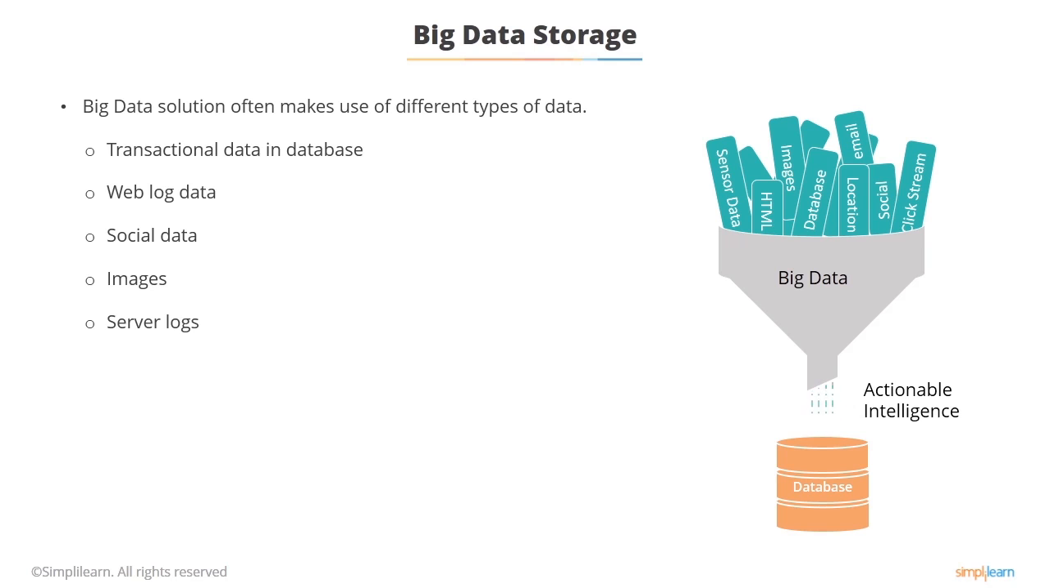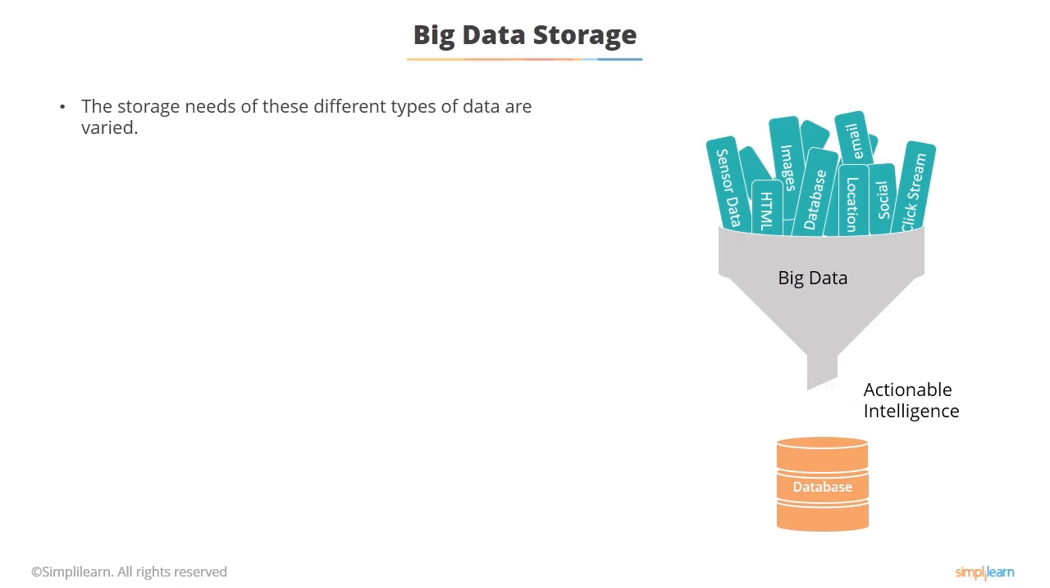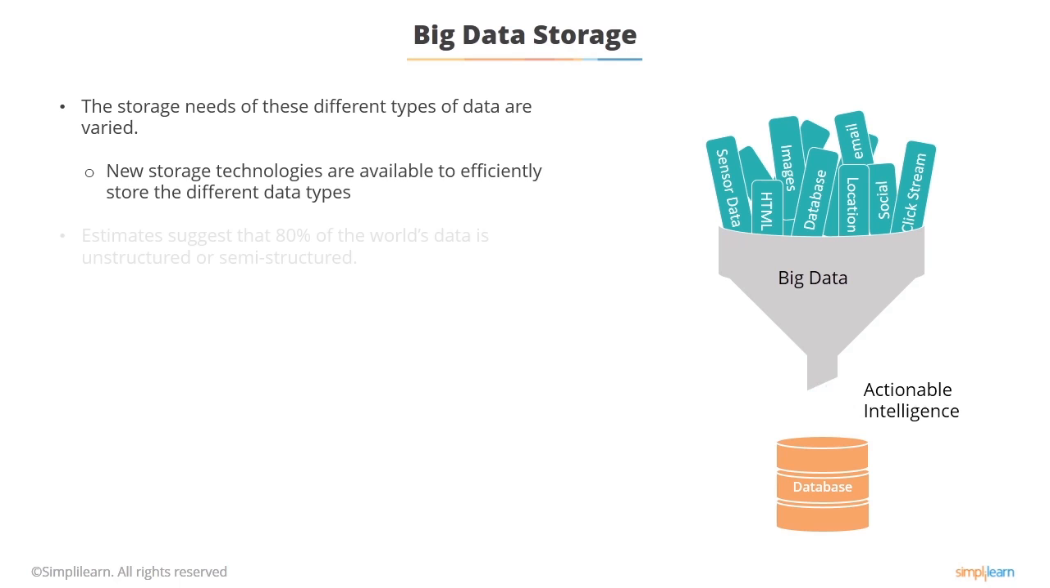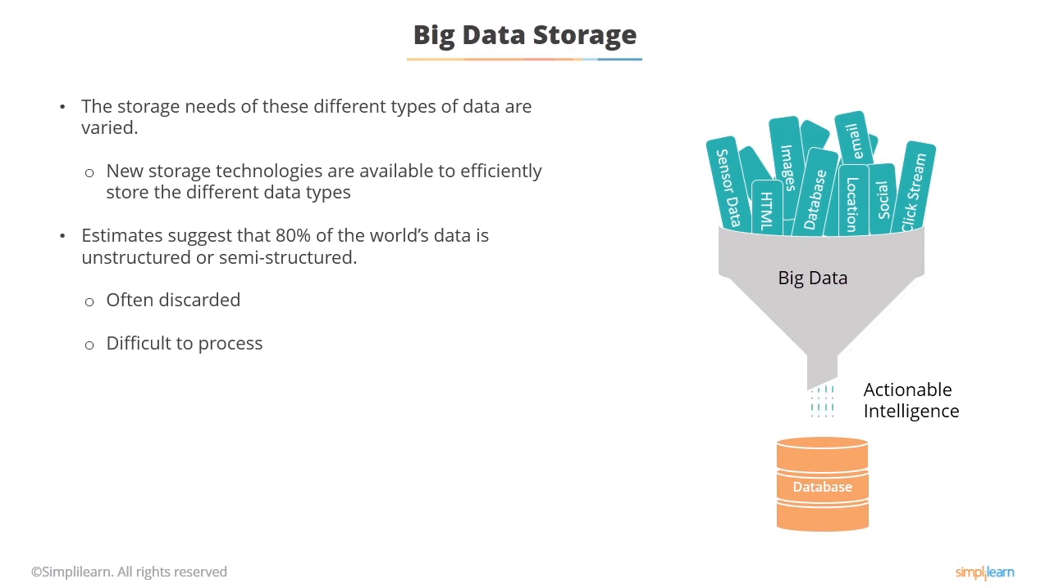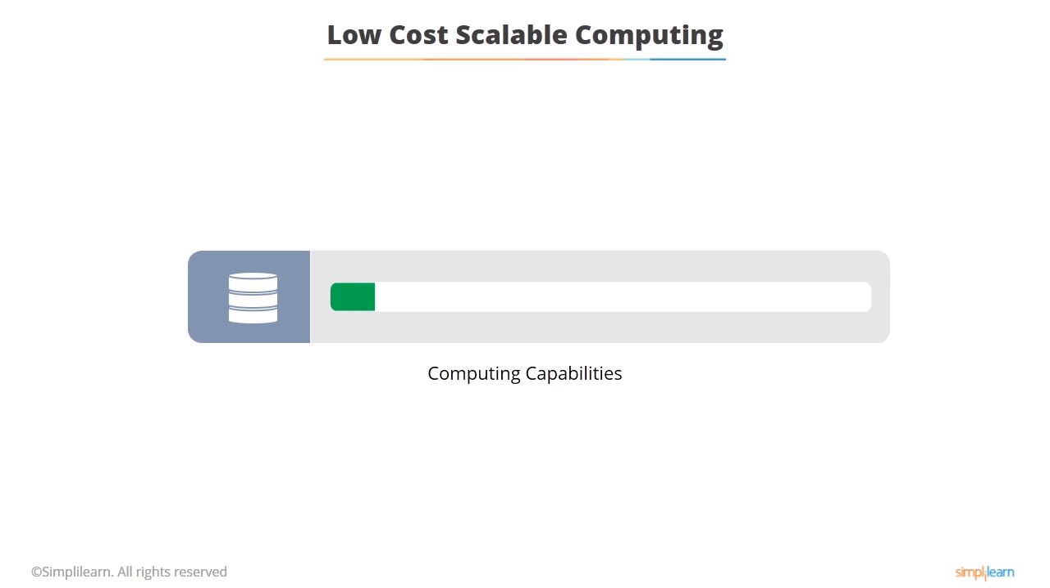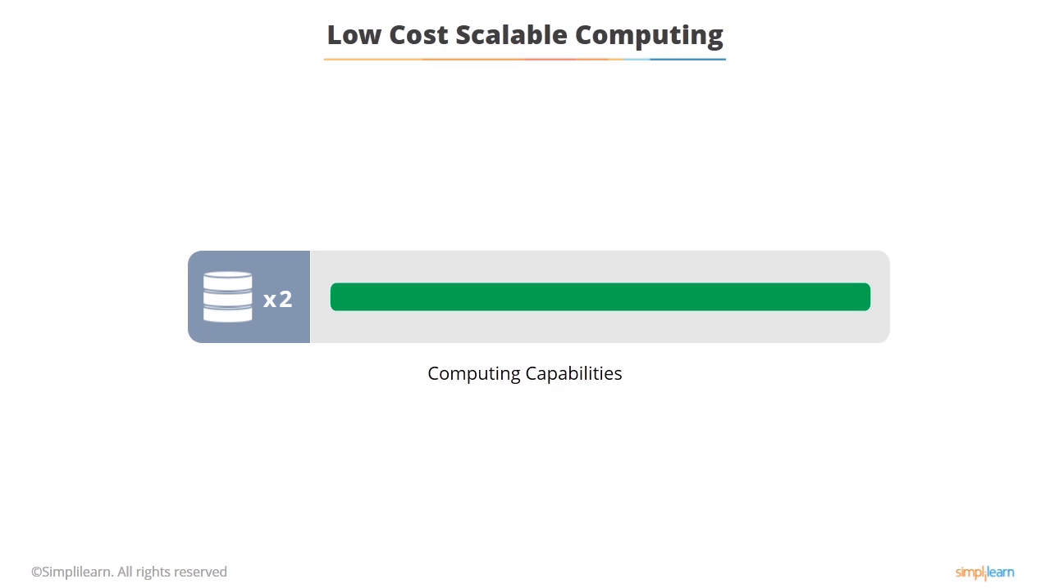But the thing is, you need new storage technologies to solve some of the issues. It's seen that about 80% of the world's data is unstructured or semi-structured, so it's often not used, and it's often difficult to process. Scalable computing, I mean by that is that if you double your data size or capacity, you can double your processing capabilities. So it means increasing your computing power to deal with more data. That's the idea. Scalable just means adding more capacity to it.